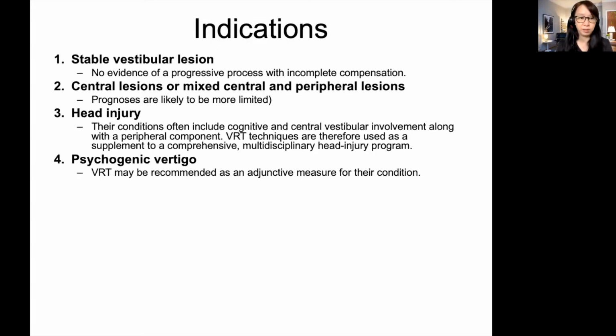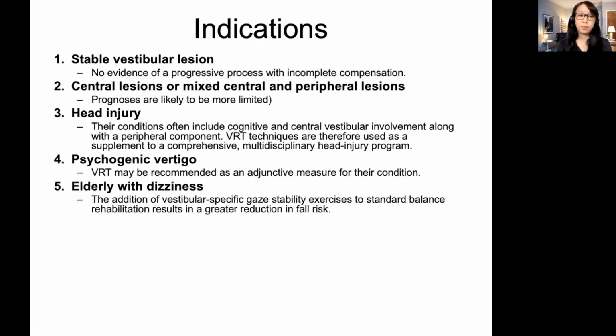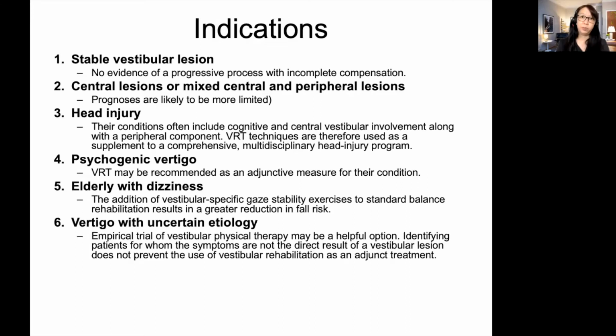Psychogenic vertigo. Patients sometimes need not have a hypofunctioning vestibular system, meaning one side is hypofunctioning, but it could be due to depression or anxiety, and VRT has been shown to be effective. Elderly with dizziness, those with presbystasis, VRT helps. It's very important to help prevent falls, as we know that falls are a major cause of morbidity in the elderly.